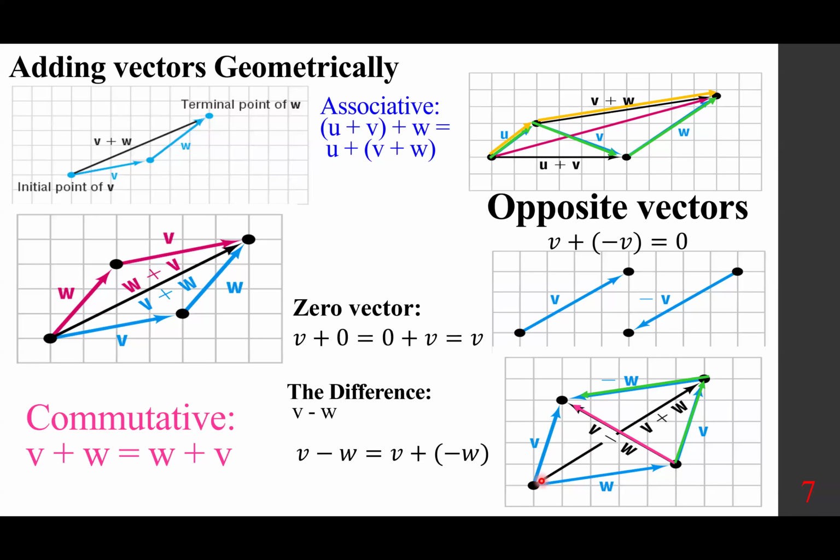Instead of initial to the terminal, that gives you V plus W. Initial to terminal gives you the sum, terminal to terminal gives you the difference. Of course, the terminal of the second one, meaning W in this case, the one that is being subtracted.